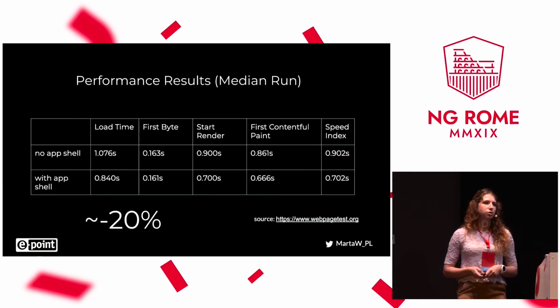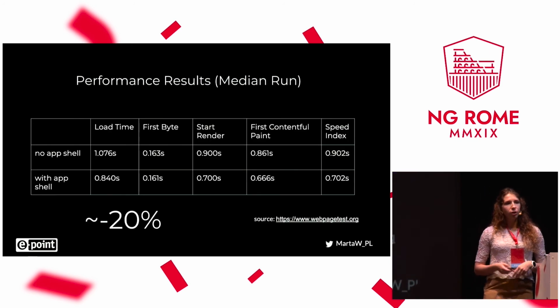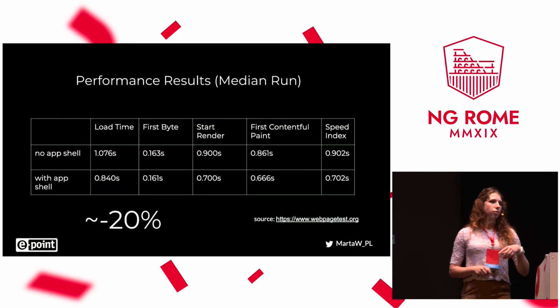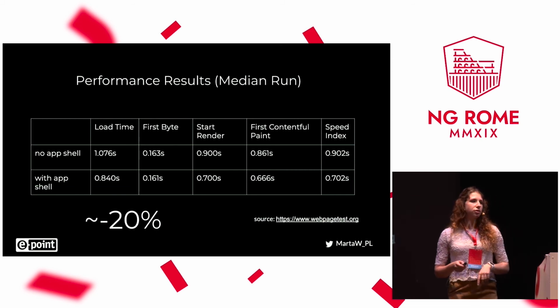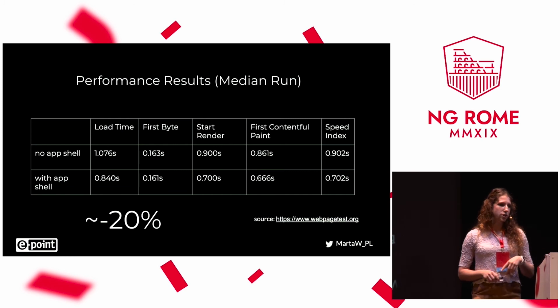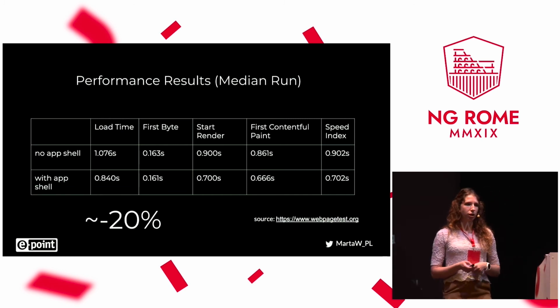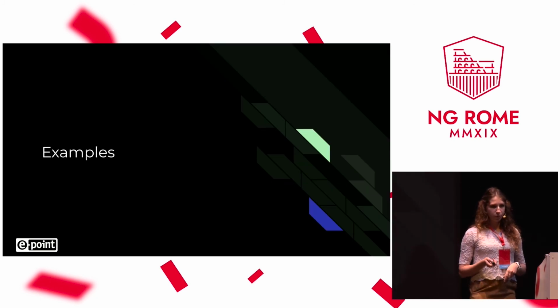And here are the results of performance tests. So here you can see 5 metrics for both of these apps. They work the same way, but the first one is without the app shell, and the second one is with the app shell. So you can see that in the values of these metrics, the difference is over 20% for each of them. So this is what you can achieve with the app shell.